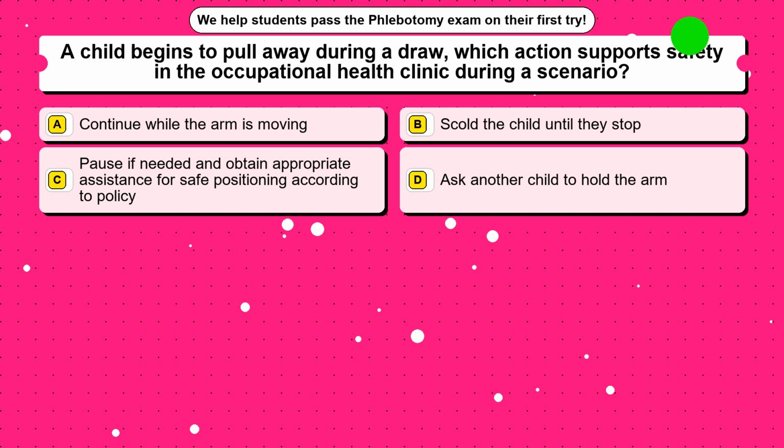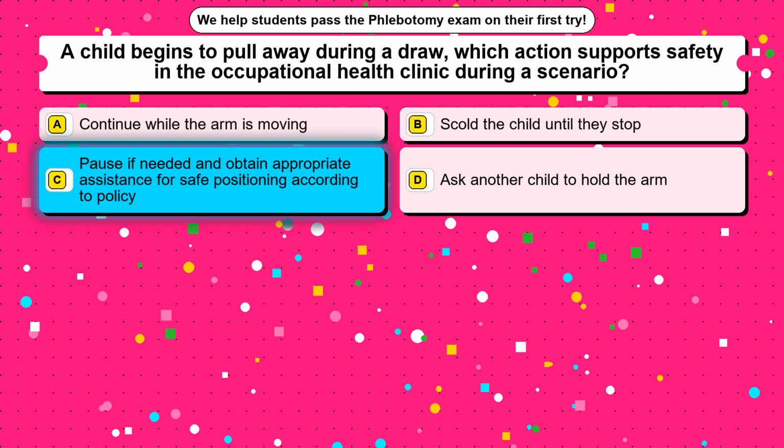Question 53. A child begins to pull away during a draw. Which action supports safety in the occupational health clinic during a scenario? Option A. Continue while the arm is moving. Option B. Scold the child until they stop. Option C. Pause if needed and obtain appropriate assistance for safe positioning according to policy. Option D. Ask another child to hold the arm.